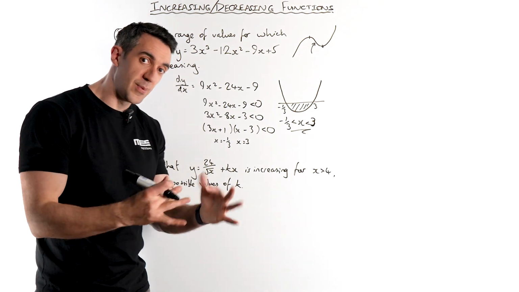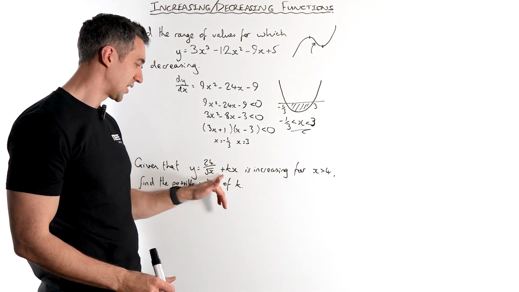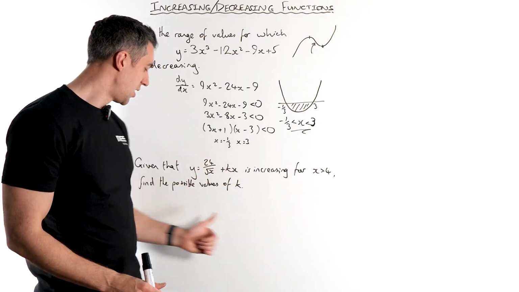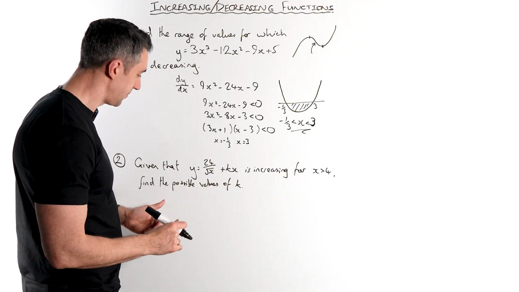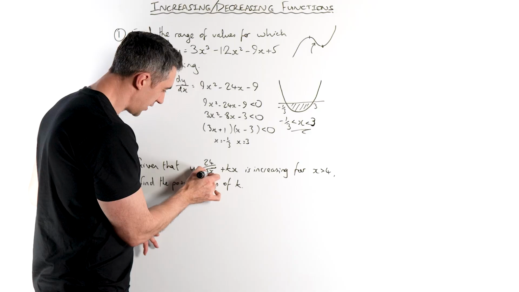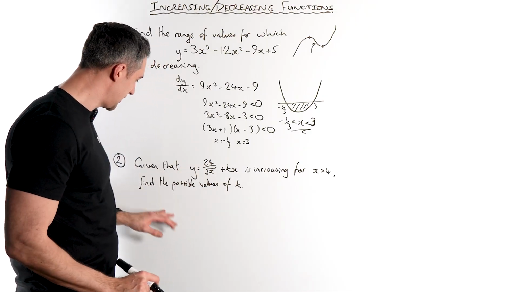So second one, we're going to flip it round a little bit. So now we're going to say that given that y equals 24 over root x plus kx is increasing for x is greater than 4, we're going to try and find out what our possible values of k would be. So exactly the same idea. Let's make sure our root x looks definitely like a root x, and that's like a 5. Penmanship's on my list of CPD.